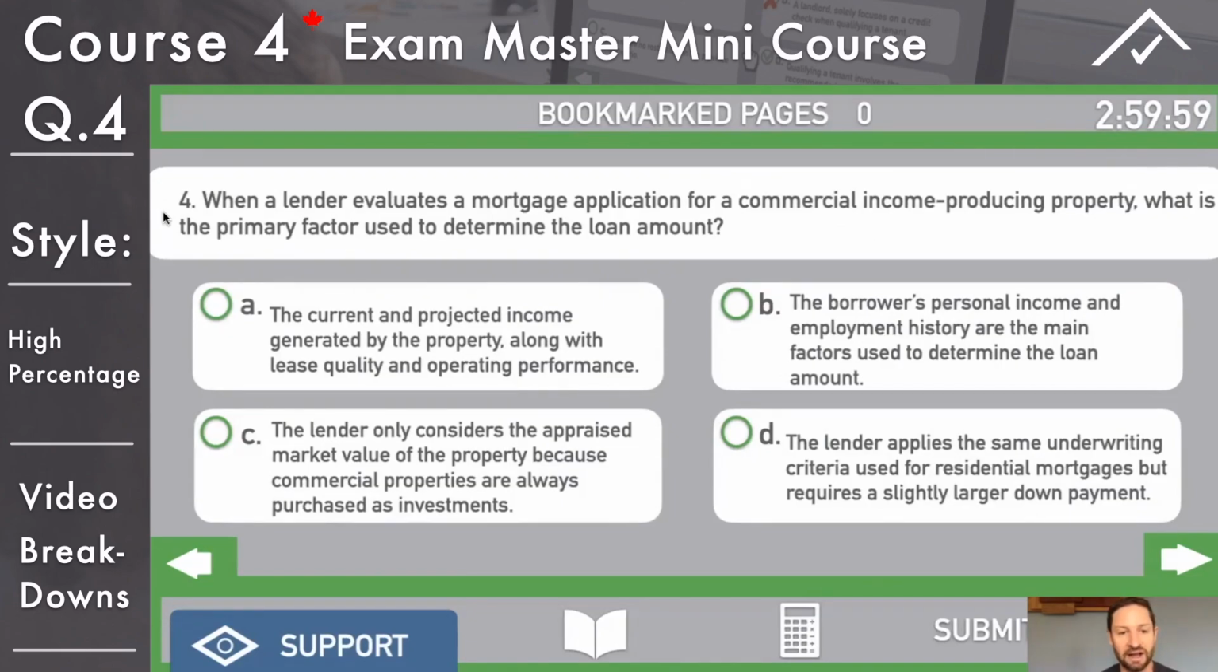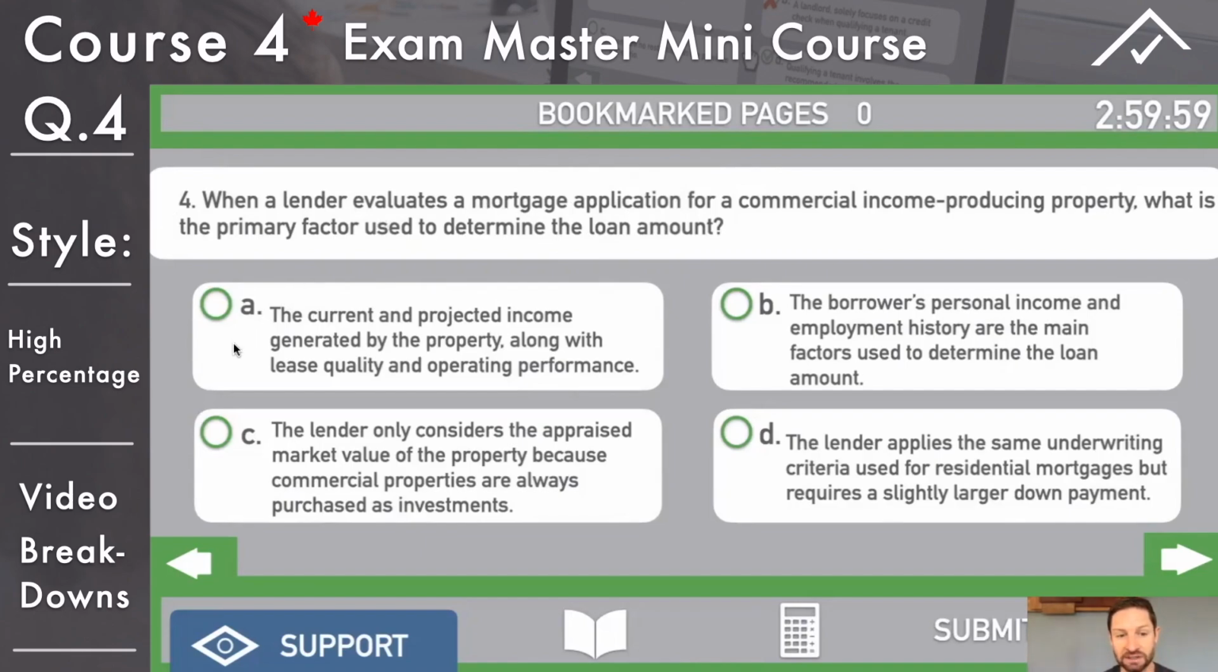4, when a lender evaluates a mortgage application for a commercial income producing property, what is the primary factor used to determine the loan amount? This is interesting because people are always asking me, since we're not mortgage agents, how much of this mortgage information they need to know. There is a lot of information, especially back in course 2. You're not a mortgage agent, but this is kind of related, and this could come up for sure. Okay, let's read them and break them down.